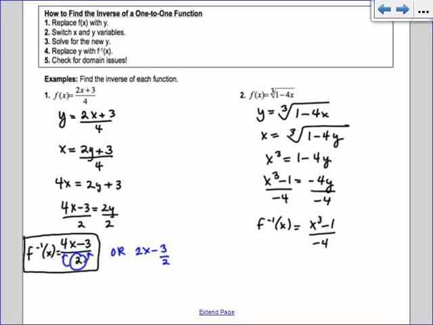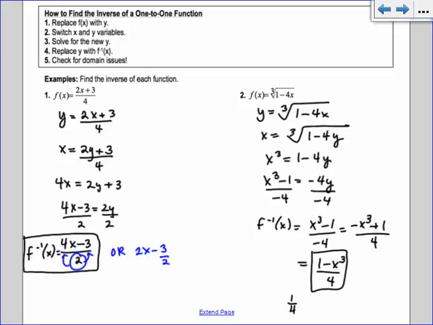What would they probably do instead of having a negative 4 on the bottom? Yeah, make it positive and then make the numerator the opposite. So you would have negative x cubed plus 1 all over positive 4. But I think they probably would have written 1 minus x cubed all over 4, because it's just cleaner. I like to write 1 minus the x cubed. So that's probably what it would look like.